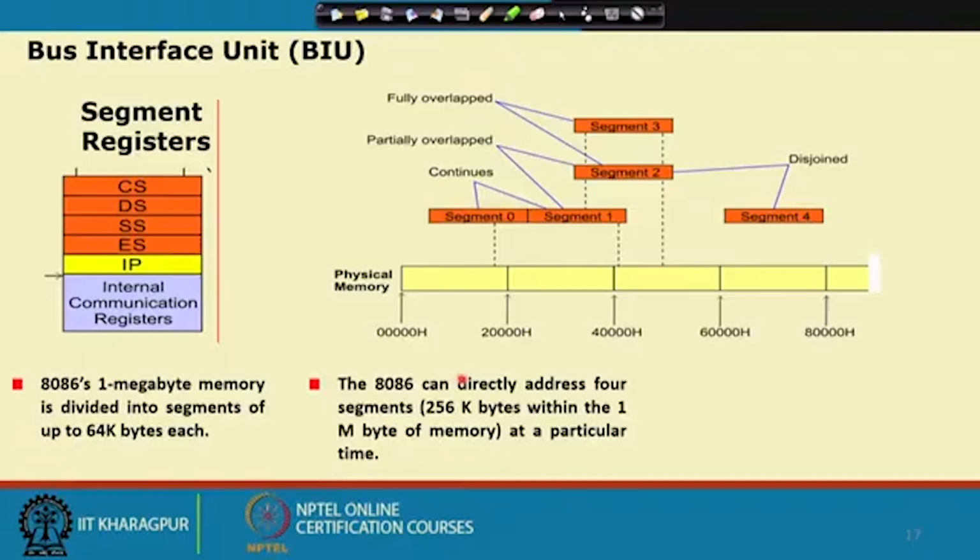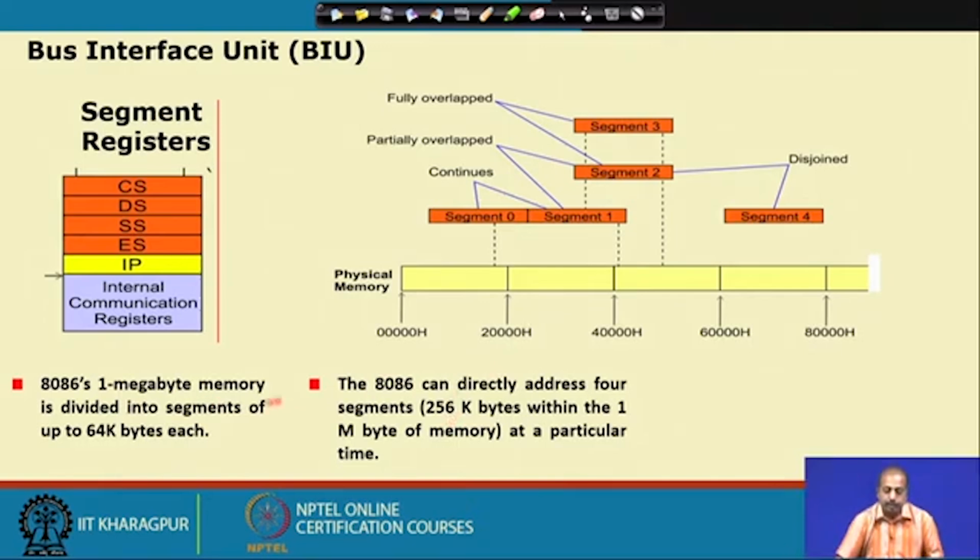Depending upon the programmer's requirement it can be done, but each segment the size will be 64K irrespective of overlapping or non overlapping. And then there are 4 such segment registers CS, DS, ES and SS. So, it can use these 4 segments. If all the segments are distinct from each other, they are disjoint from each other, then this 64K multiplied by 4, you can get 256 kilobytes within 1 megabyte memory.